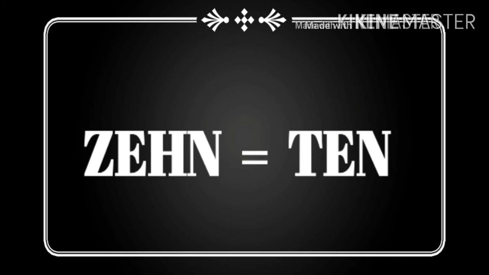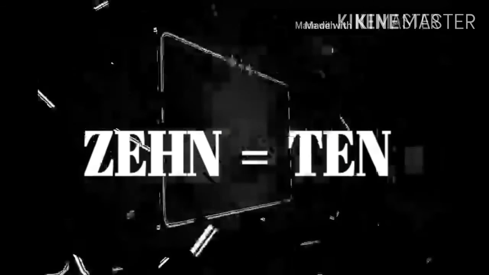ZEHN is 10 and its pronunciation is Sane.